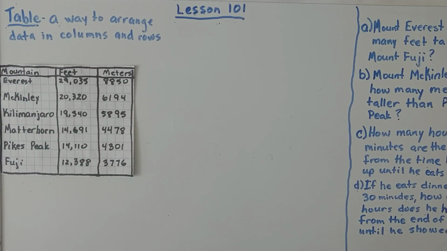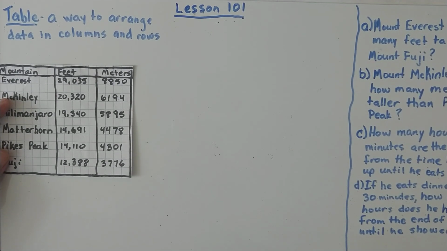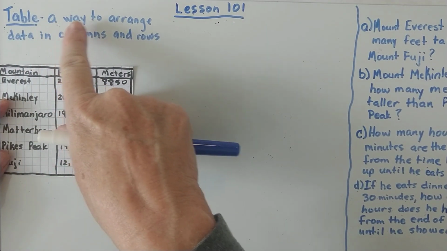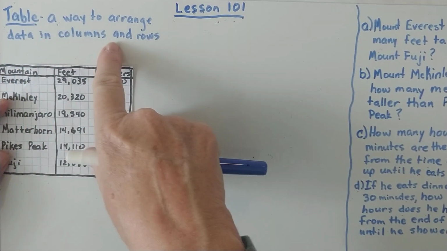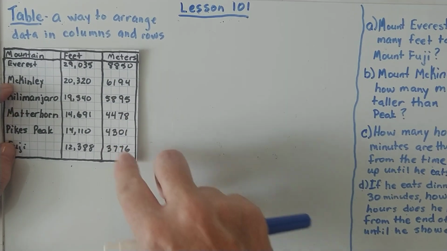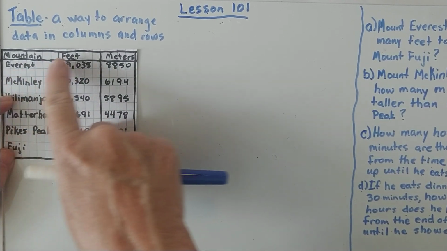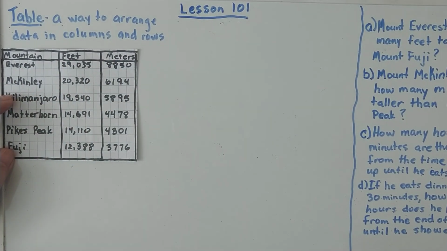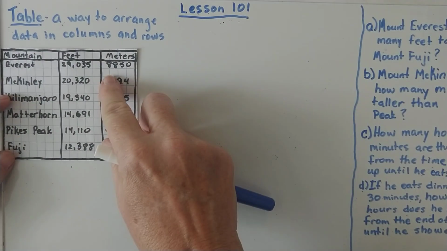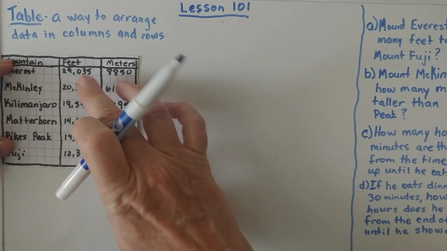Okay, today we are doing lesson 101, and that is about tables and schedules. So what is a table? A table is a way to arrange data in columns and rows. So here we go. Here is a table that talks about different mountains and how tall they are in feet and meters. Okay, so we can take the data on this table and we can do different mathematical equations depending on the data in the table.